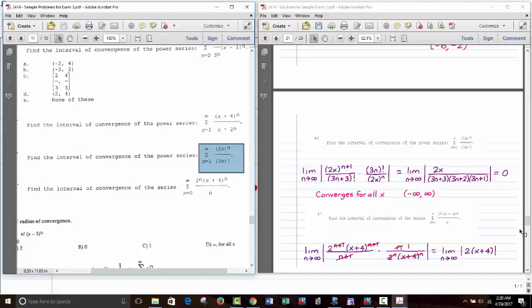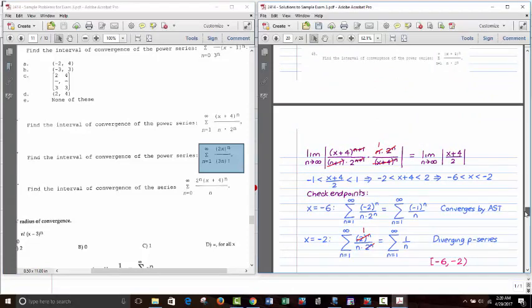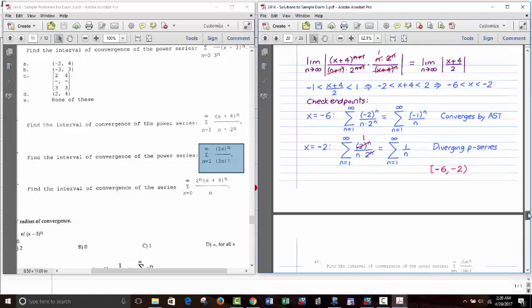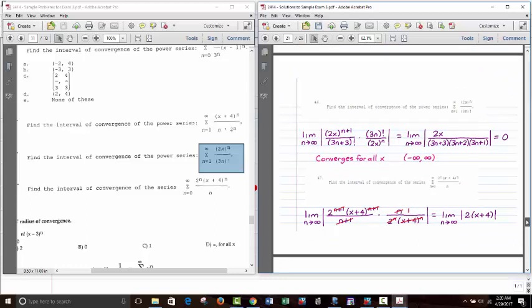When it converges for all x, that means your interval of convergence is negative infinity to infinity, which also means your radius of convergence is infinity. In fact, let me mention that for this last problem we did, the radius of convergence would be 2. If you took negative 2 minus negative 6, you get 4. 4 divided by 2 would be 2. So R would have been 2 for number 45. For 46, it's infinity.